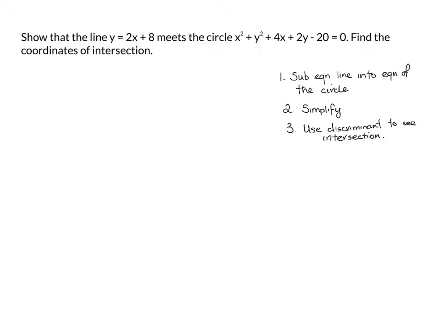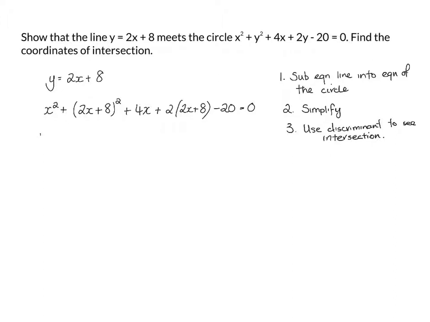So we have y equals 2x plus 8, and our circle is x squared plus y squared. Instead of y, I'm writing 2x plus 8, plus 4x plus 2 times, again instead of y I'm writing 2x plus 8, minus 20 equals 0. Remember when we're solving two equations which have two unknowns, we've got three options. We either solve them simultaneously, we let them equal each other, or we sub one into the other. In this case, because we've got y squared, we can only do the substitution.